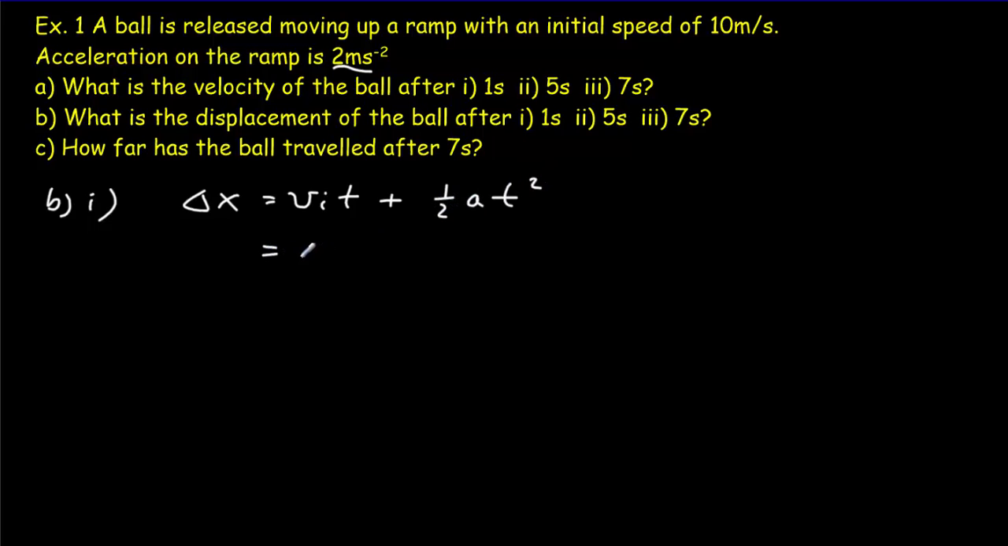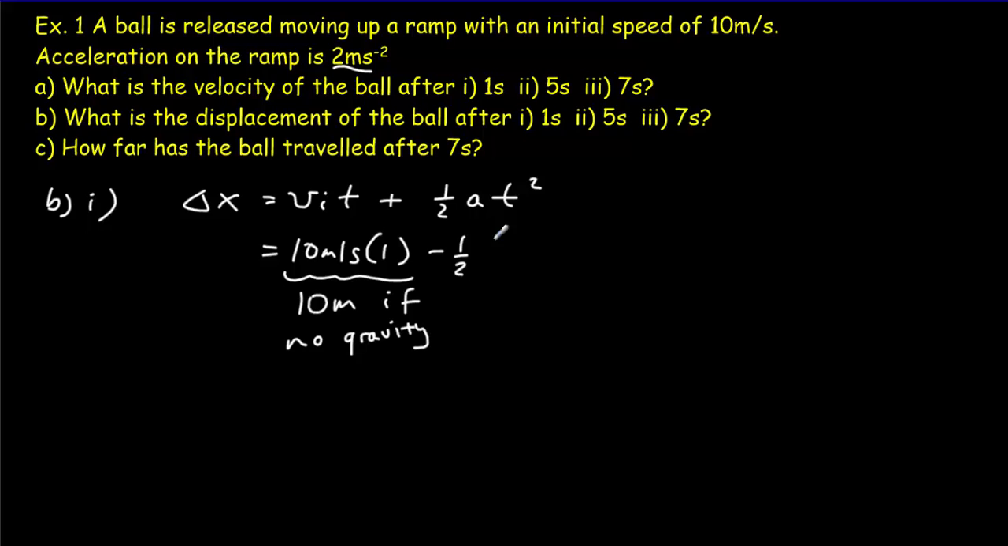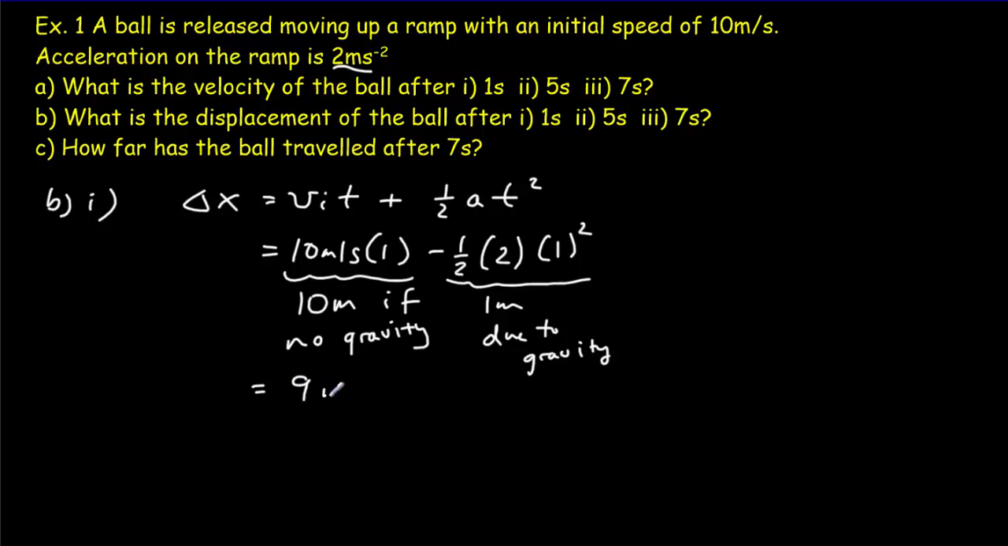But let's think a little bit about what this means. The object was going upwards at 10 meters per second, and in part 1 did that for 1 second. In other words, it would have gone up 10 meters if there was no gravity. But of course, gravity has an effect, and so we're going to have to subtract off 1/2 the acceleration times the time squared. So we're going to get 1 meter here, and that would be due to gravity. So the net result is it's going to end up 9 meters up the ramp from where it started.